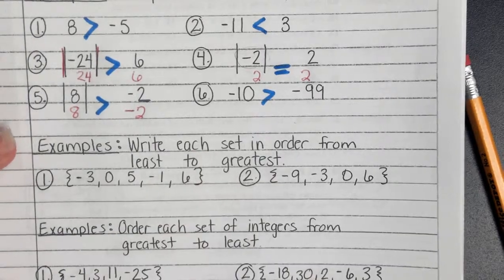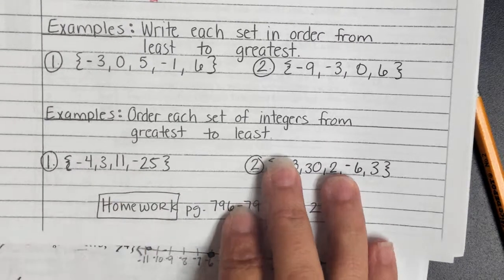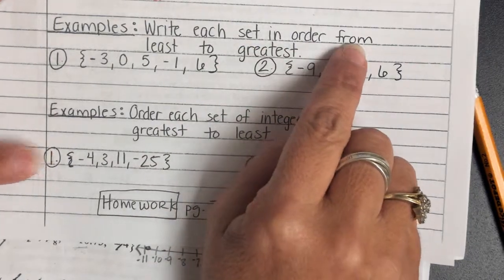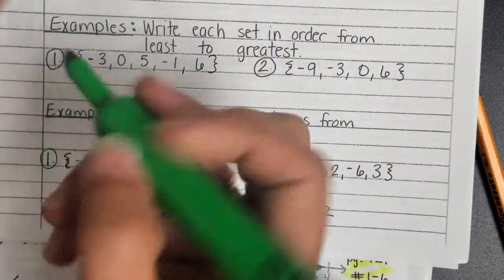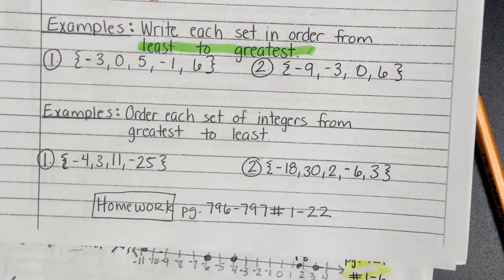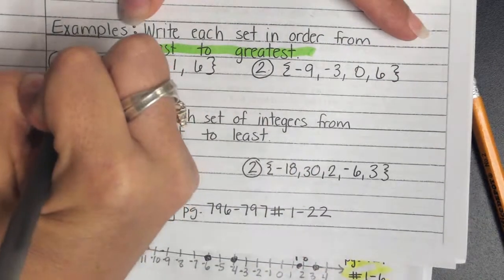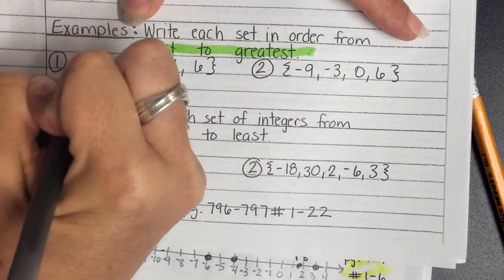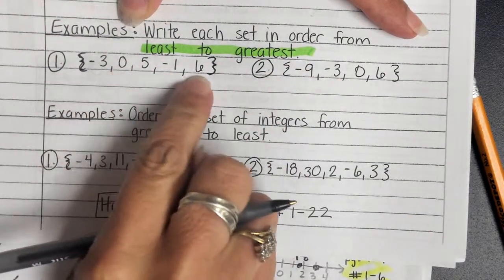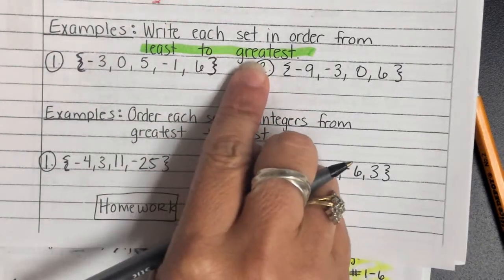Examples. This is the other style of question, I guess. The other style is just listing them in order. So we're going to write each set in order from, and you always want to watch, this one says least to greatest. Least to greatest. So they want you to literally just list them. Now, these are brackets. These are just holding that set of numbers together. These are the numbers they want you to put in order from smallest or least to greatest.